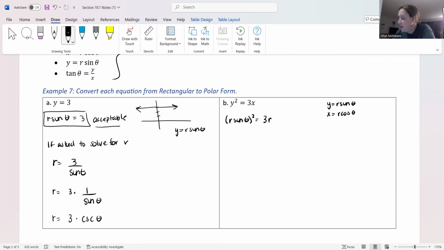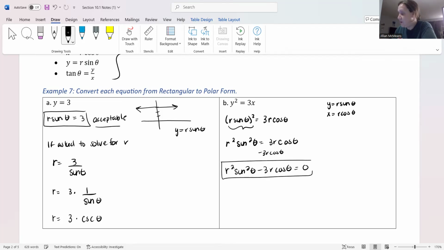So we get 3 times r cosine theta. Well, we do want to take care of this. R sine of theta is quantity squared. So we want r squared times sine squared theta equals 3r cosine theta. Now, what would be acceptable is to set this equal to 0. You generally want all of your r's on one side of the equation equal to something. So since we have an r over here on the right, let's scoot that whole term to the left. So we would subtract 3r cosine theta. So that would give me r squared sine squared theta minus 3r cosine theta equals 0. And this is absolutely acceptable. This is beautiful.